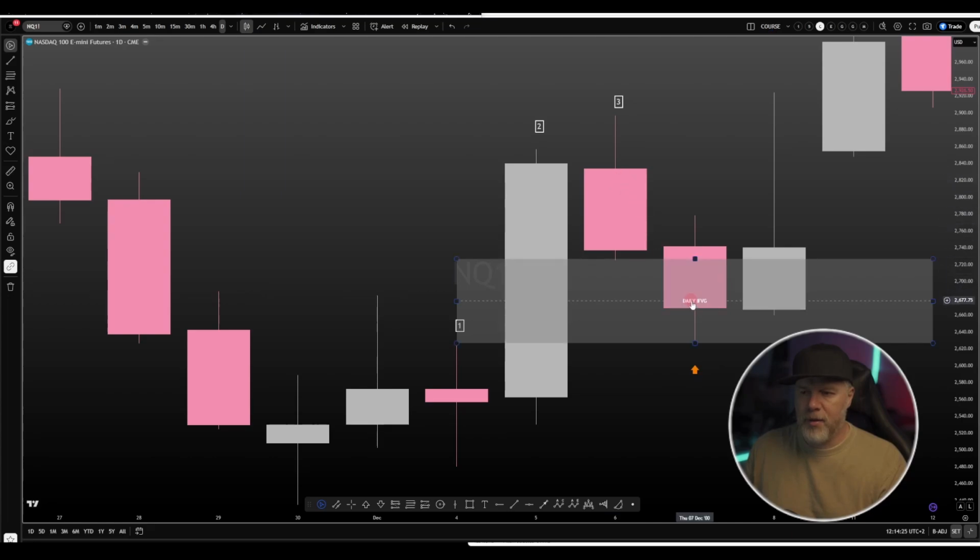And as you can see, price pulls into this particular fair value gap, rejects, and then heads to the upside. This is an entry model. It's not a strategy. You need a strategy, and then you need to find an entry model that works with your strategy.